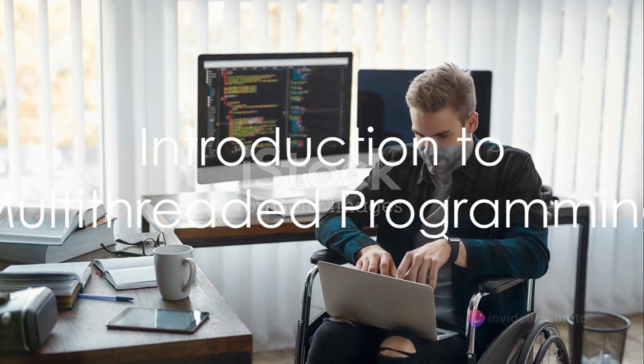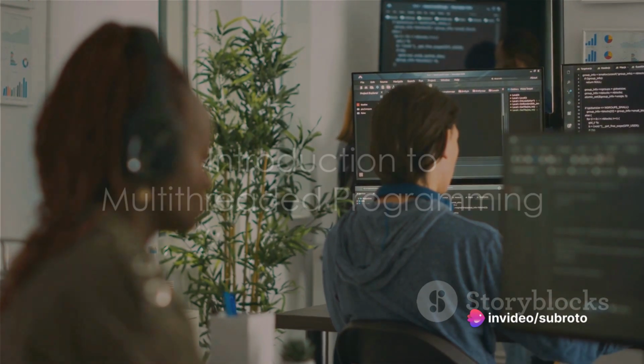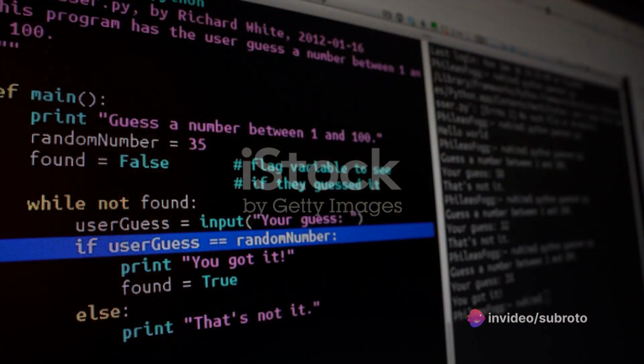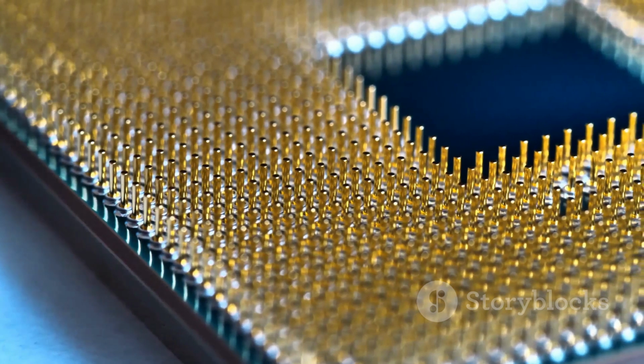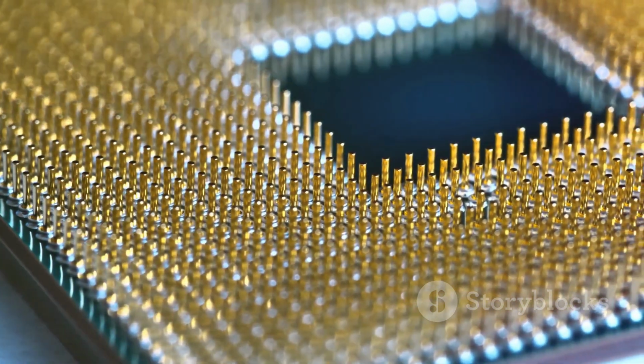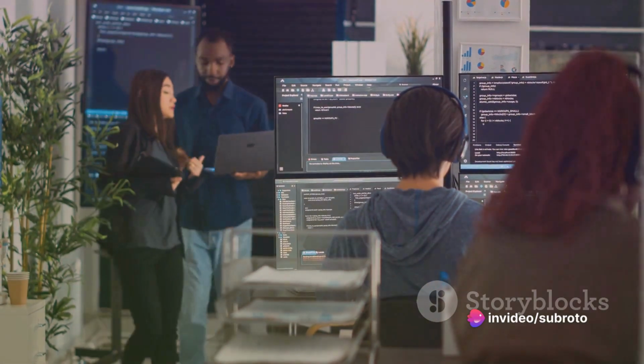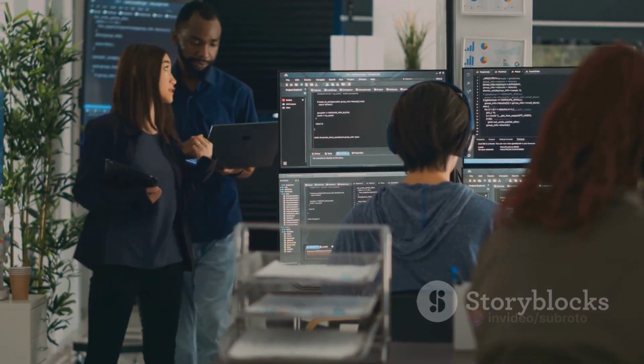Have you ever wondered how your computer manages to do multiple tasks at once? The answer lies in the magic of multi-threaded programming. Imagine a thread as a basic unit of CPU utilization. It's made up of a thread ID, a program counter, a register set, and a stack. Threads belonging to the same process share the code section and data section.